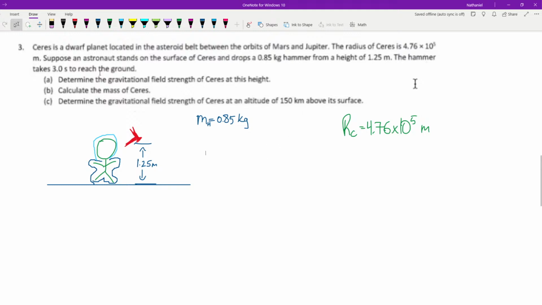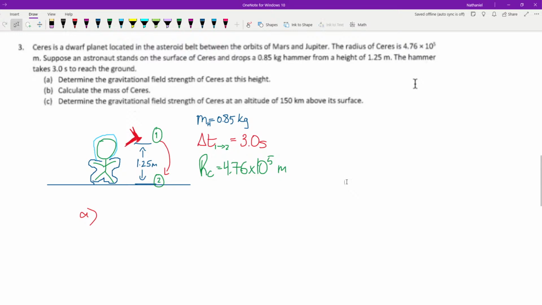Sure. The hammer takes 3 seconds to reach the ground. Okay, so some sort of delta T from 1 to 2, let's maybe say. Delta T of 1 to 2. Delta T is what? 3.0 seconds. Okay, sure. So, A. So the radius of the planet.